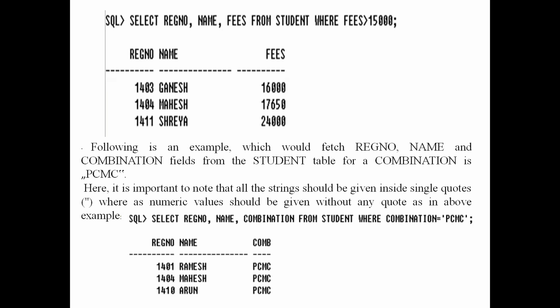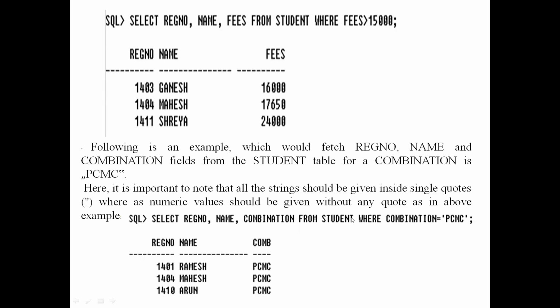But we don't want all the fields details. I want only 3 column details, that is register number, name and combination. Only 3 columns information I want, right? The students, those who have taken PCMC as their combination. This is the meaning of this statement. Select register number, name, combination from student where combination equal to PCMC ending with semicolon.